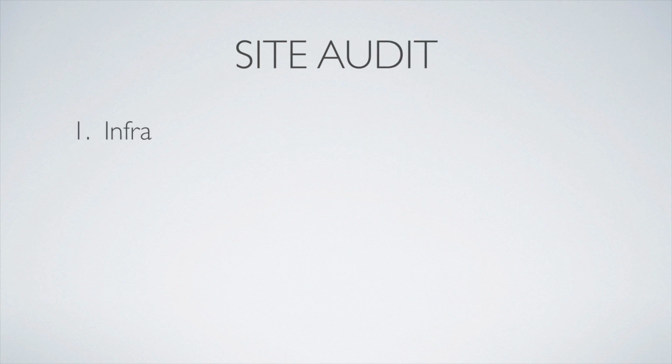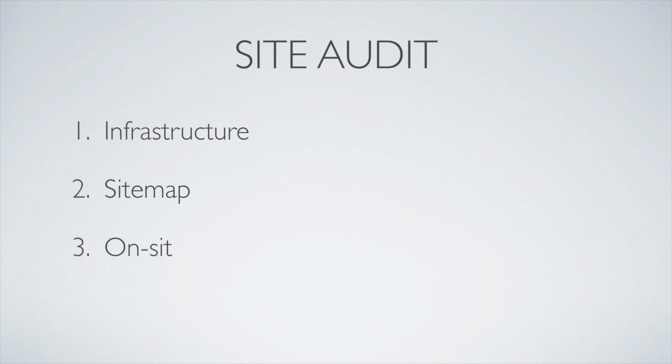Did you know a site audit covers 4 categories: infrastructure, sitemap, on-site links, and content, and more than a dozen specific areas of analysis.